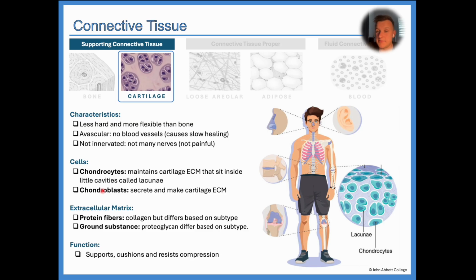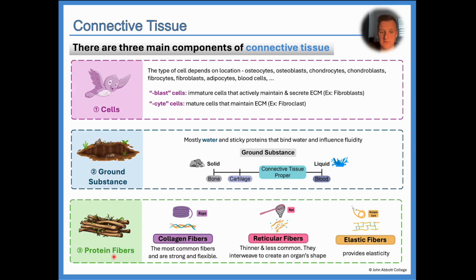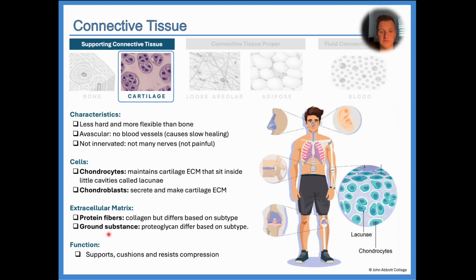And this again, the same thing. What cells are there, right? Remember, we ask our three questions. We ask what cells, what ground substance, what protein fibers, right? So over here, we ask ourselves, what cells are there? They are called chondrocytes, right? And chondroblasts. Chondro means cartilage, okay? So the chondrocytes maintain the cartilage ECM, right? And they sit inside little cavities called lacunae. Here are the chondrocytes in the cartilage, and they sit in little holes called lacunae.